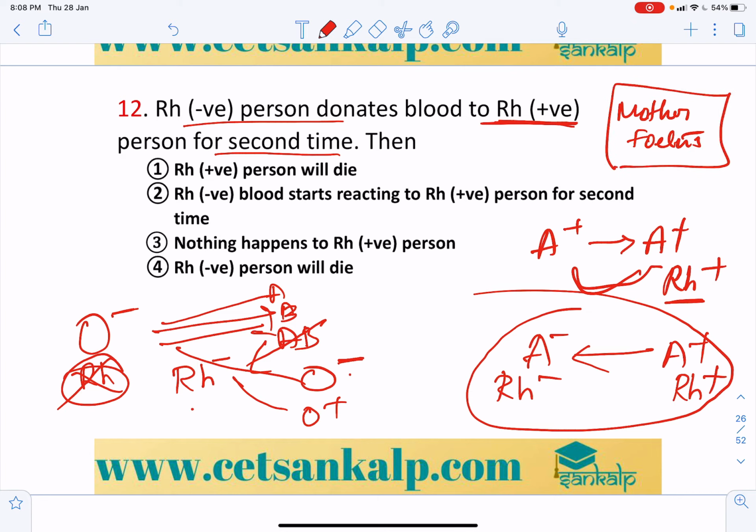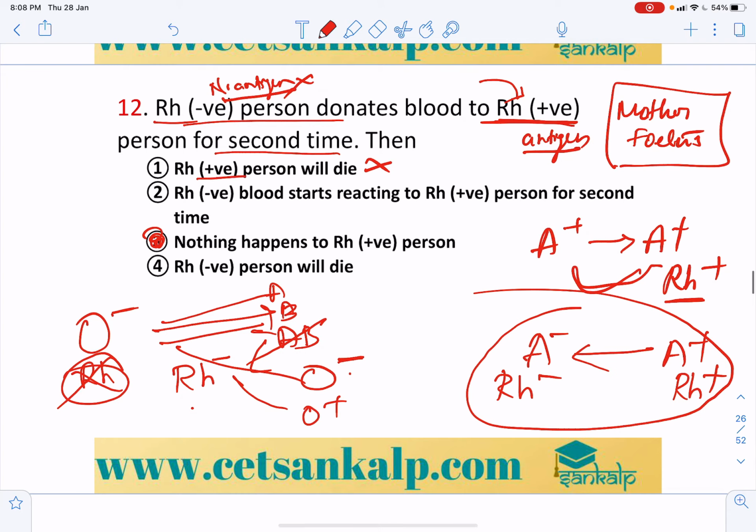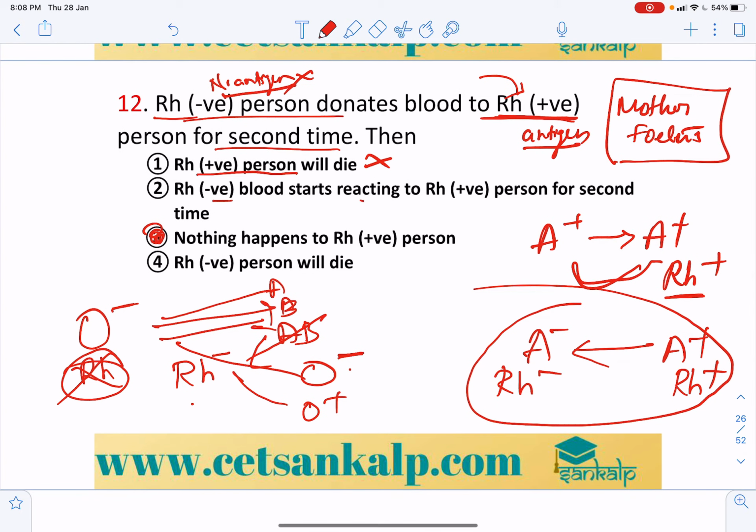Here RH negative person, keep it in mind, negative person has no antigen, right? No antigen, and donated blood to antigen. So here if there is no antigen, no reaction will take place. That is why nothing happens to the RH positive person. Generally the RH positive person won't die. And next, RH negative person starts reacting to RH positive? As the RH negative person is donating, how will the RH negative person start to react, right?